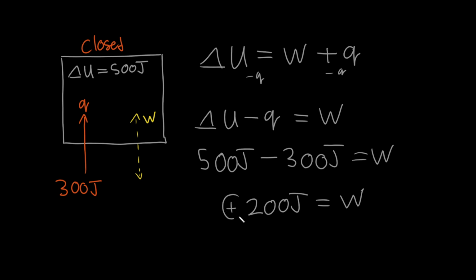And since this is positive, we know that work is being done from the surroundings onto the system. So work is being done from the surroundings to the system. And the amount of work that's done is 200 joules.